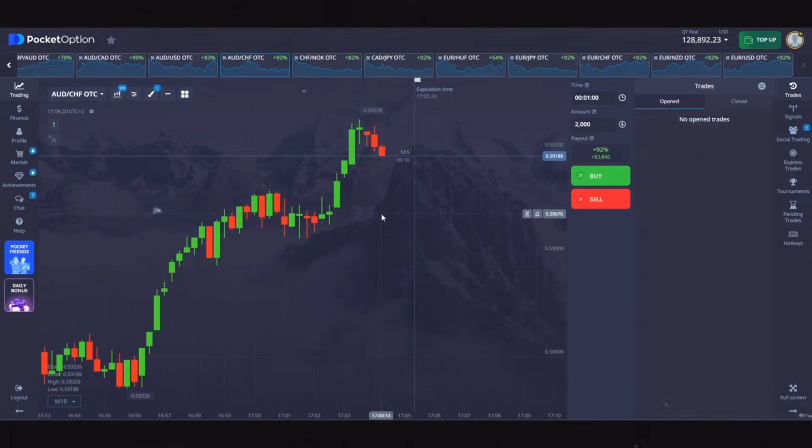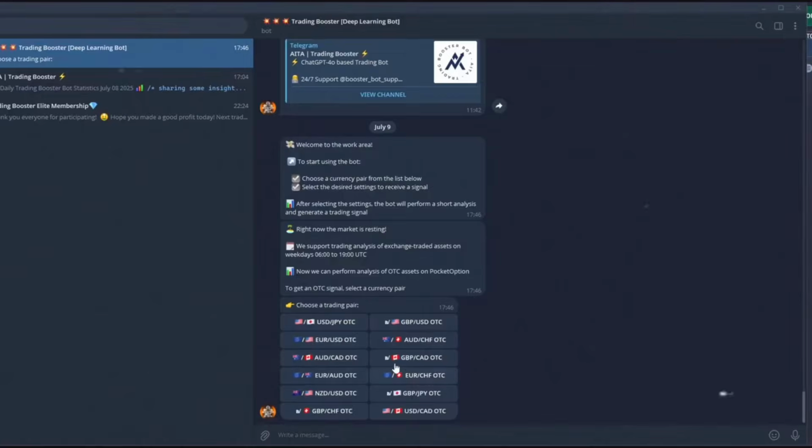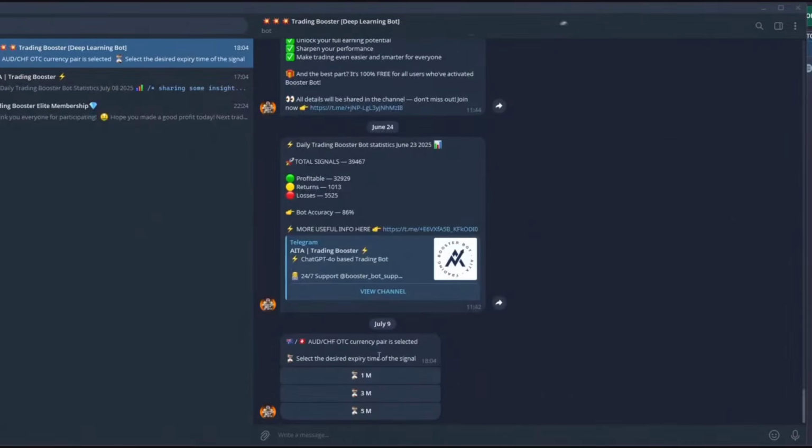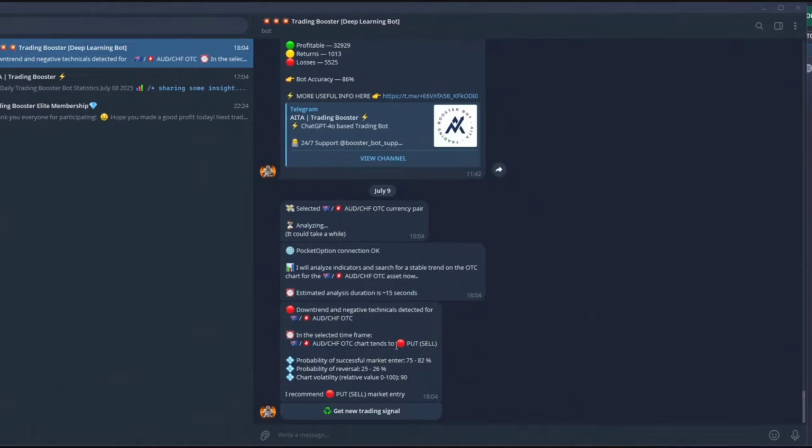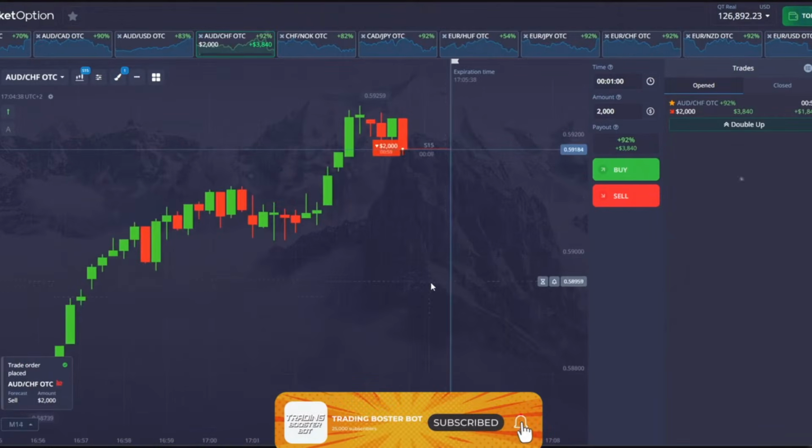Let's just, for example, open a trade on the OTC market. I'm choosing the currency pair Australian dollar, Swiss franc. I go to the booster bot, select this currency pair, and set the trade time to 1 minute. Now all that's left is to wait for my signal. I get a sell signal with pretty good percentages. And right from here, I open a sell trade.